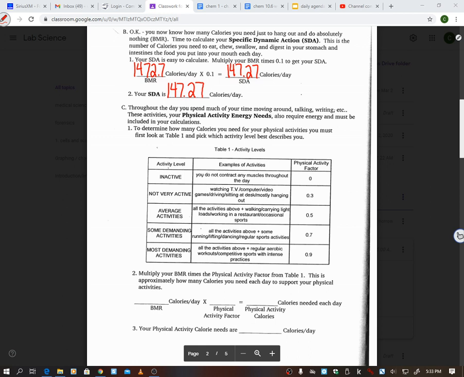Throughout the day, you spend much of your time moving around, talking, writing, etc. These activities, your physical activity energy needs, also require energy and must be included in your calculations. To determine how many calories you need for your physical activities, you must first look at table 1 and pick which activity level best describes you. So you're going to look, are you inactive? You do not contract any muscles throughout the day. Like that is you just doing nothing, laying in bed all day long and not even moving.